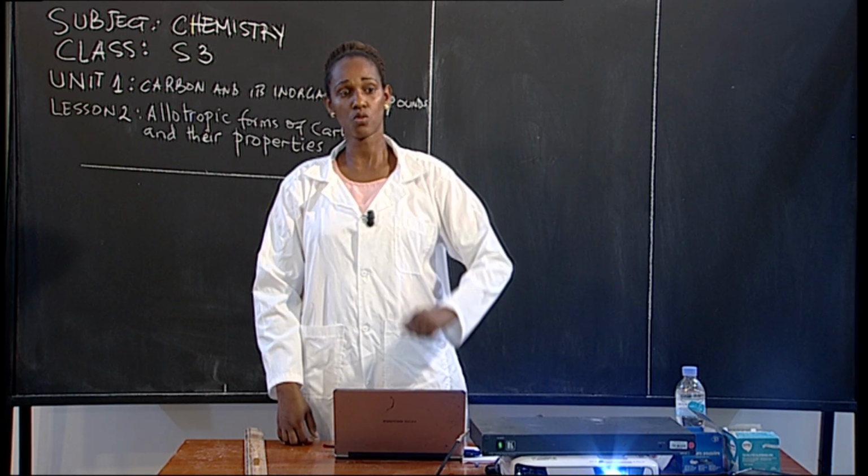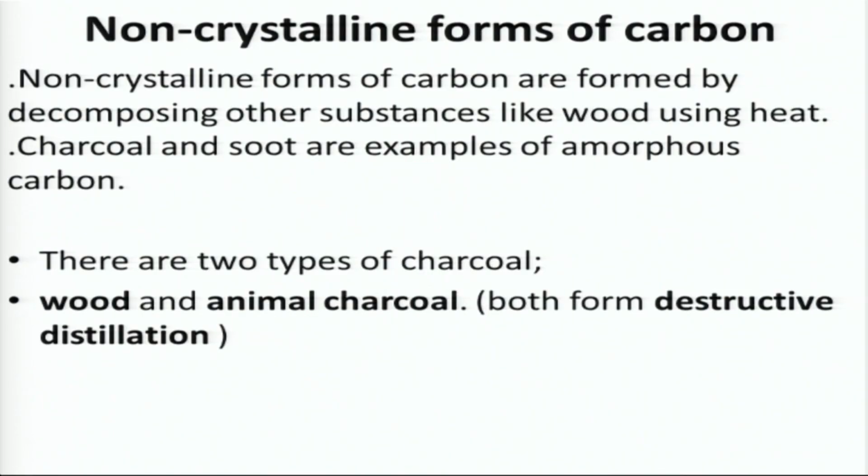The same applies to animal charcoal, but the difference is that animal charcoal is got from animal bones. Wood charcoal is got from wood, as I've described, but animal charcoal is got from animal bones. They gather the animal bones, burn them, and then they get animal charcoal. It is also formed as a result of destructive distillation. Those are the two kinds of charcoal we are going to look at.